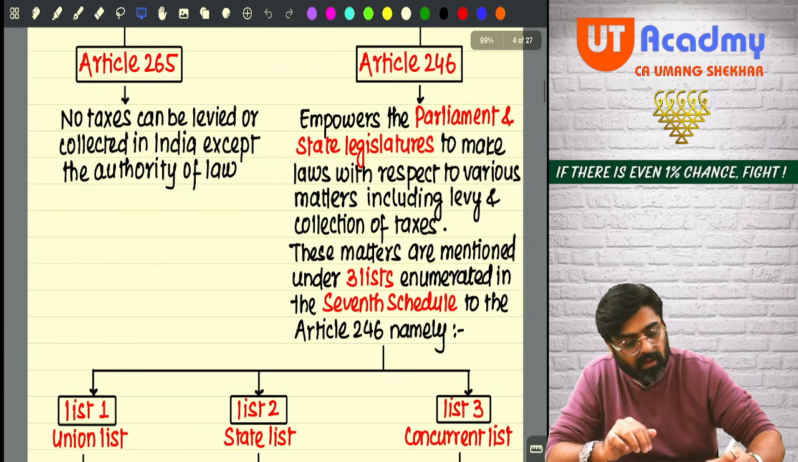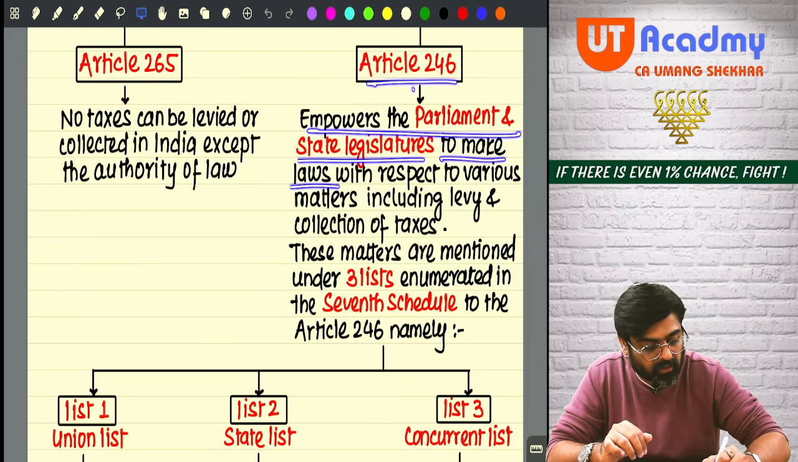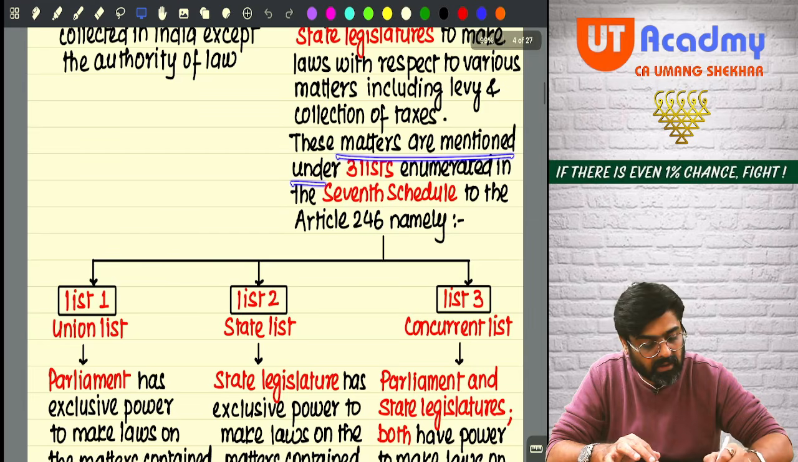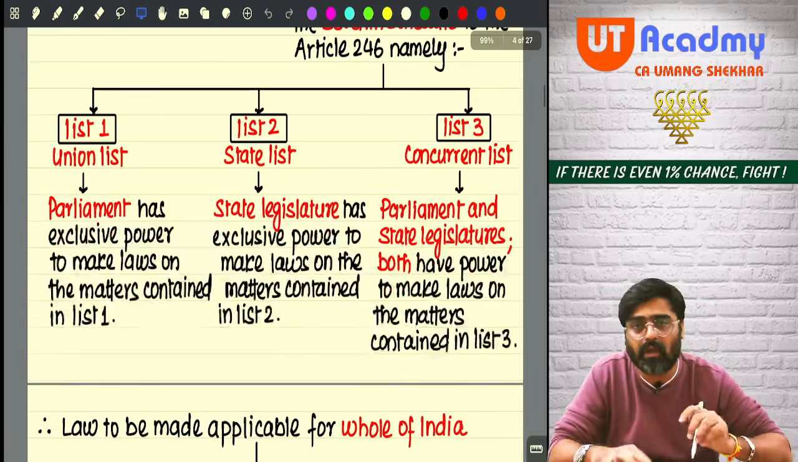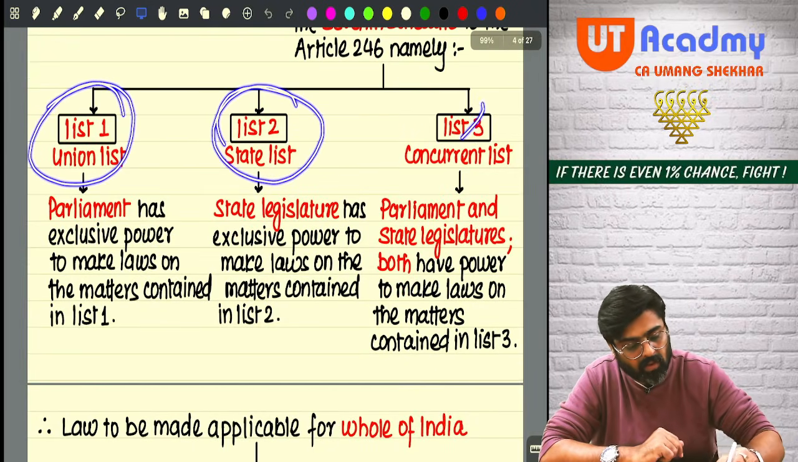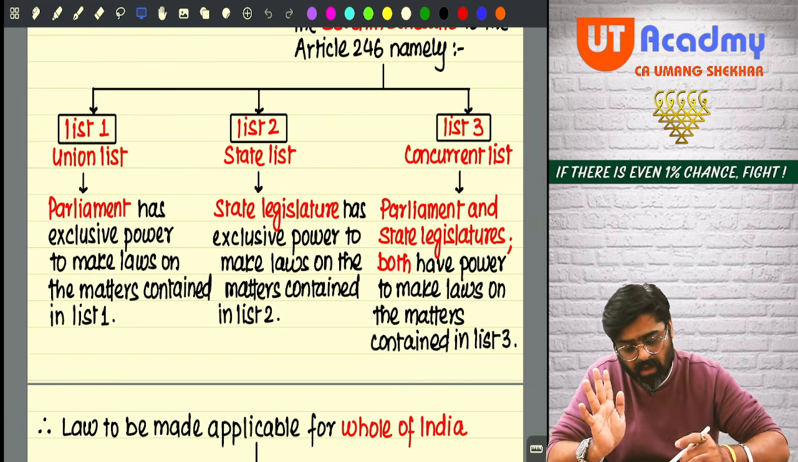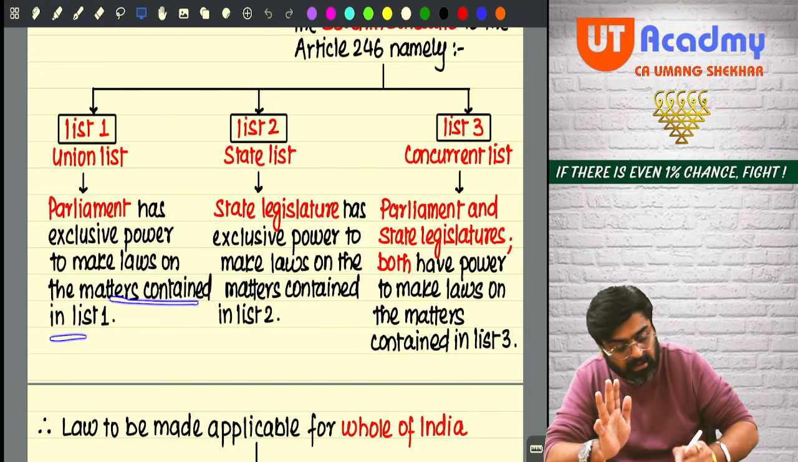So, Article 246 empowers the Parliament and the state legislature to make laws with respect to various matters, including levy and collection of taxes. These matters are mentioned under 3 lists, enumerated in the 7th schedule to Article 246. Now, come. List number 1, list number 2, list number 3, everything which I have been writing there is here only. Parliament has exclusive power to make laws on the matters contained in list 1.